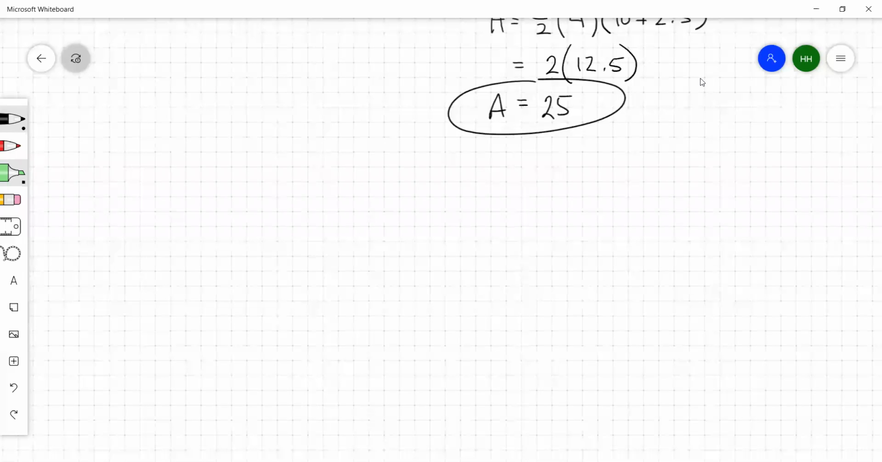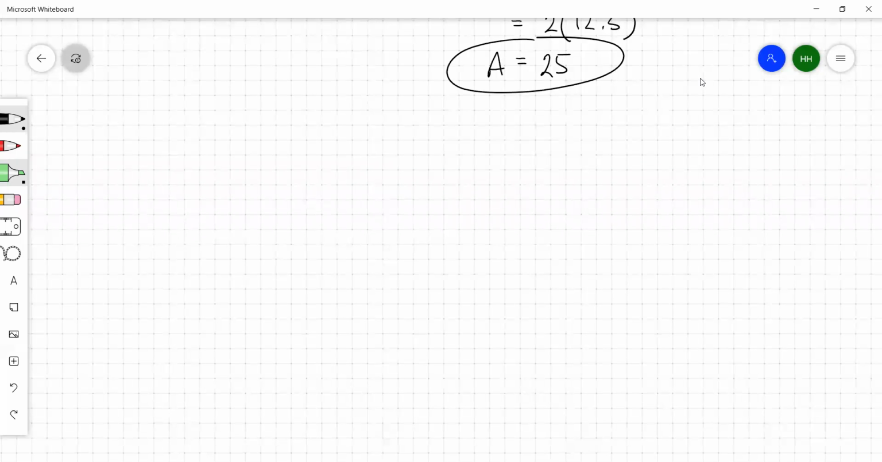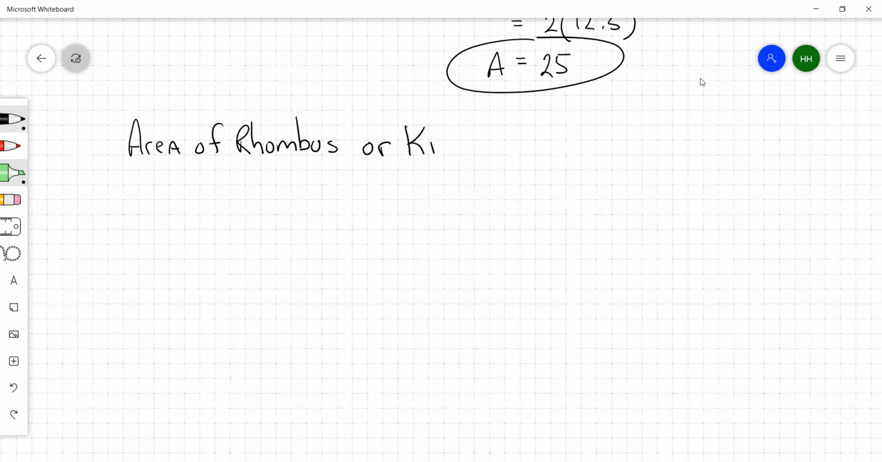So now we got rhombus or kite. Same formula. Area of rhombus or kite is equal to 1/2 times diagonal 1 times diagonal 2.